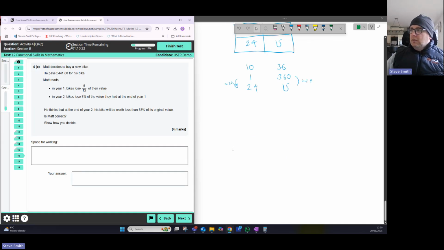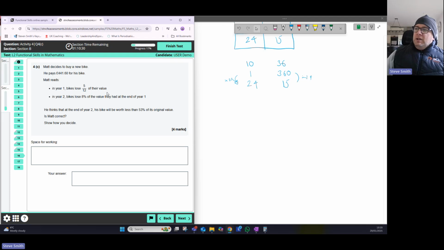Question 16. Matt decides to buy a new bike. He pays £441 and 60p for his bike. Matt reads, in 1 year, a bike will lose 5/12 of its value. In year 2, the bike loses 8% of the value it had at the end of year 1. Matt thinks that by the end of year 2, his bike is worth less than 53% of its original value.